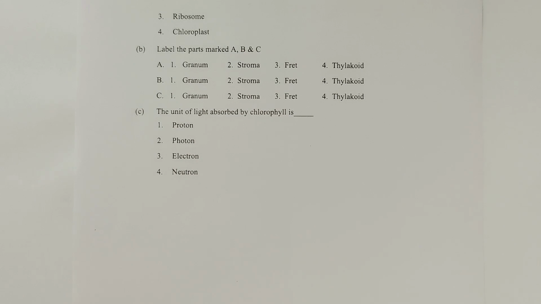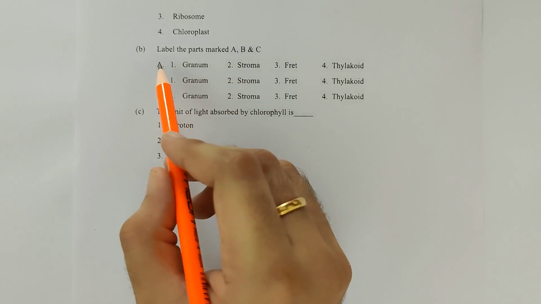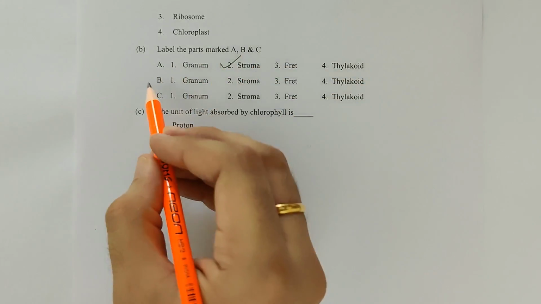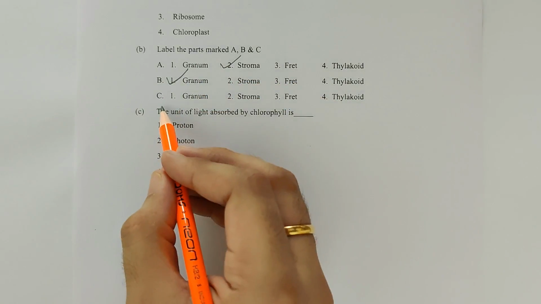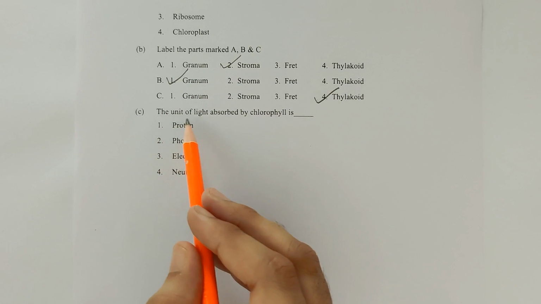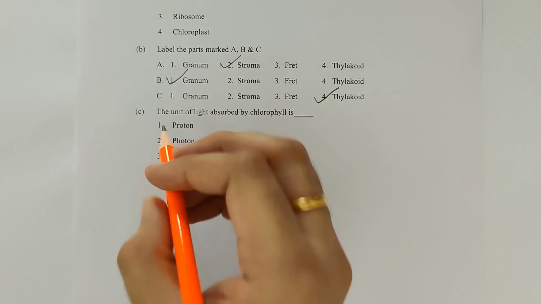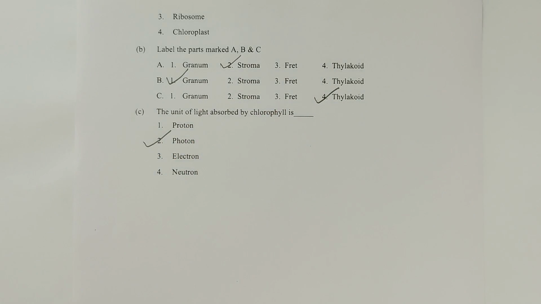Moving on to subpart B. Label the parts marked A, B and C. We have already done that. A is stroma, B is granum and C is a thylakoid. Subpart C. The unit of light absorbed by chlorophyll is photon. So over here photon is option 2. Hence option 2, photon, is correct.